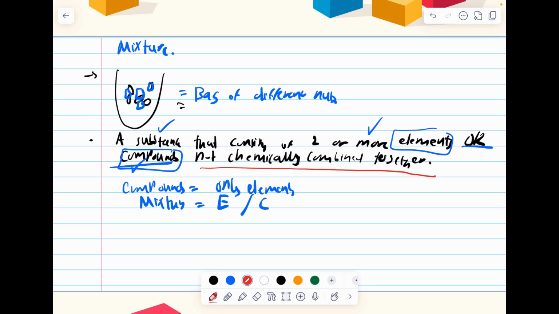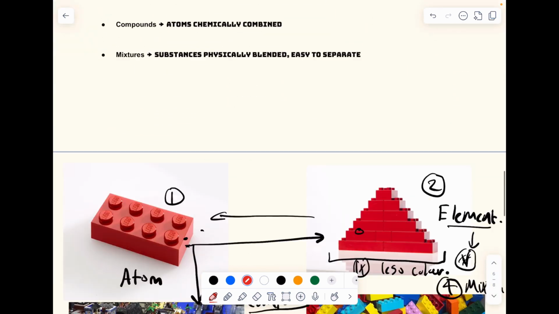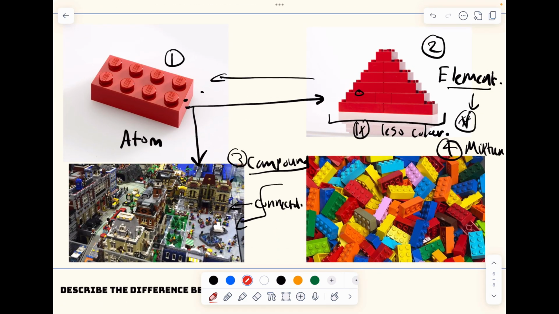Now, previously we looked at compounds. With compounds, it was chemically combined together. Mixture is the opposite. It's not chemically combined together. Now, if we have a look at our picture here, look at compounds, how all the pieces are connected together. They're difficult to break off. It's annoying, okay? Because the pieces have bonded together. The elements have bonded together.